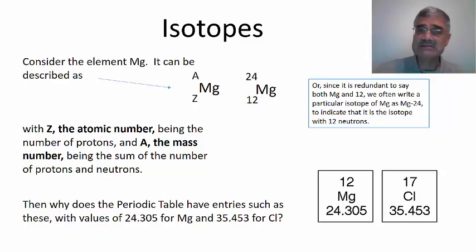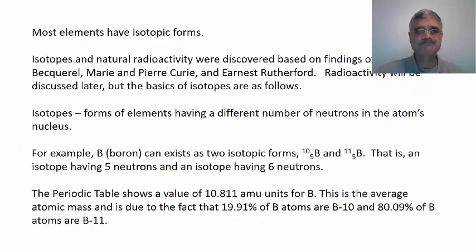Well, that's because there exist isotopes. Now, there are a couple of reasons, but one reason is because there exist isotopes. And most elements have isotopic forms. An isotope and the phenomena of natural radioactivity, which is related in many cases, were discovered from the findings of Henri Becquerel, Marie and Pierre Curie, and Ernest Rutherford, that we'll discuss radioactivity and nuclear chemistry or nuclear physics later, probably in the second semester. But before that, we need to know the basic concepts of isotopes.